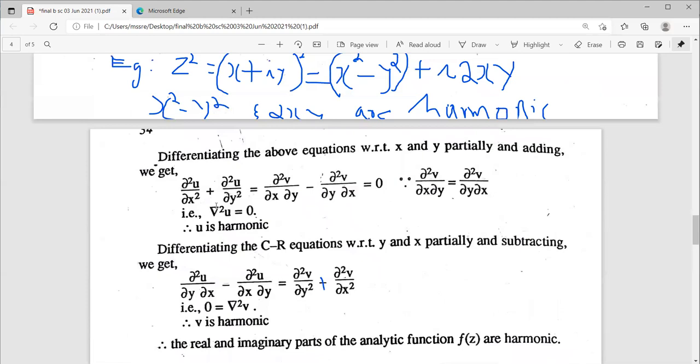Any doubts in the proof of this theorem? Do you have any doubts?